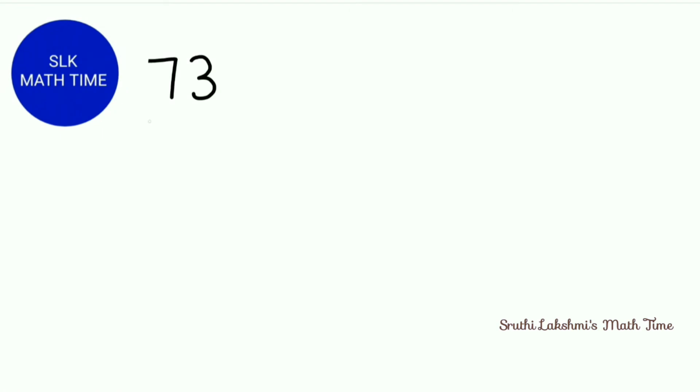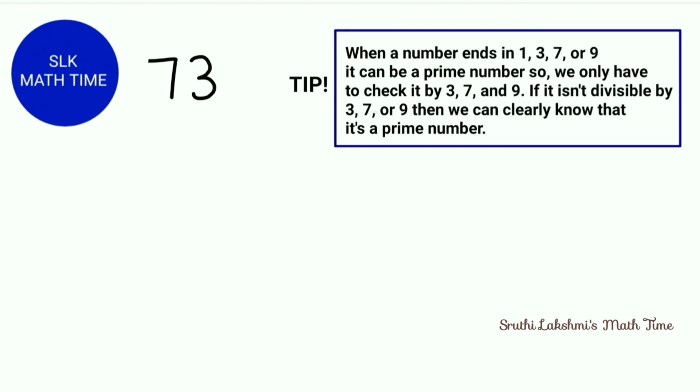Let's see an example, 73. So we have to determine if 73 is either prime or not. Here we have a tip which says that if a number ends in 1, 3, 7 or 9, it can be a prime number. Here 73 does end in 3. So we only have to check it by 3, 7 and 9. And if it isn't divisible by all the three numbers 3, 7 and 9, we can know that the number is a prime number.